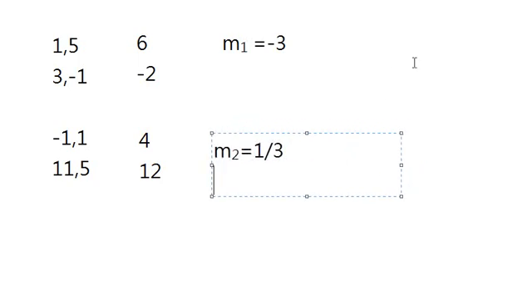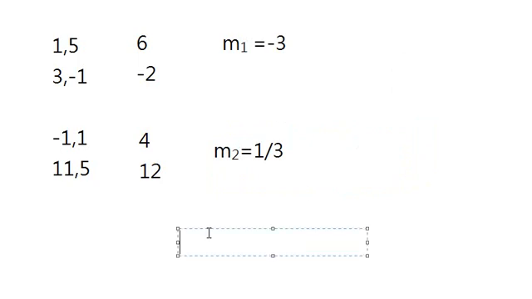Yes, so we've got both gradients, and to show they're perpendicular, you do M1 times M2. You multiply both numbers, and you should get -1. You show that in steps, that -3 times 1/3 is -1, and you can prove that it is perpendicular.